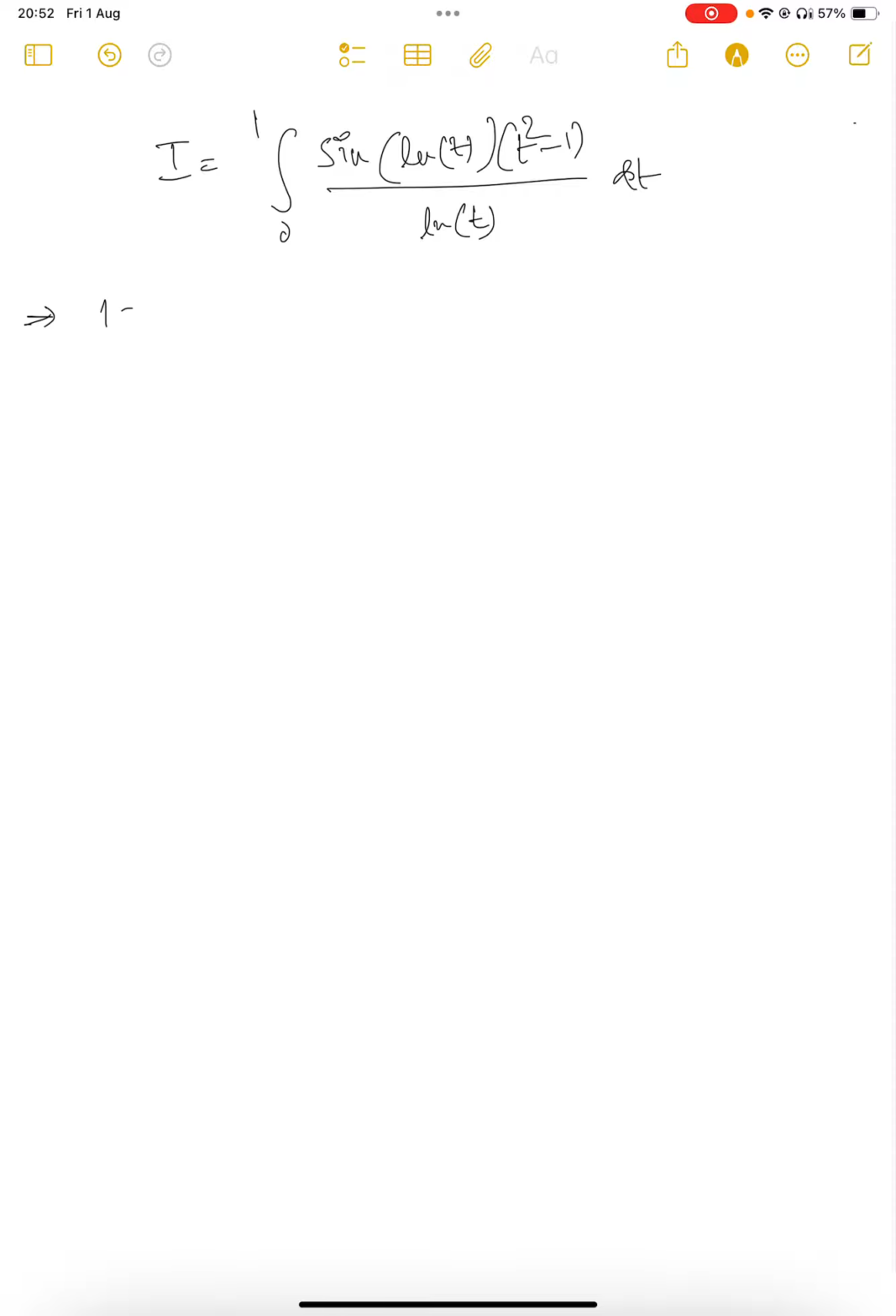From here, I equal to the integral from 0 to 1 of (t squared minus 1) sine of ln t by ln t, right? This looks like the sin x by x form, right?